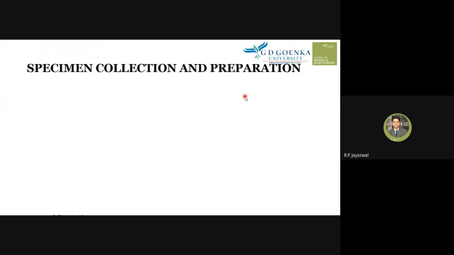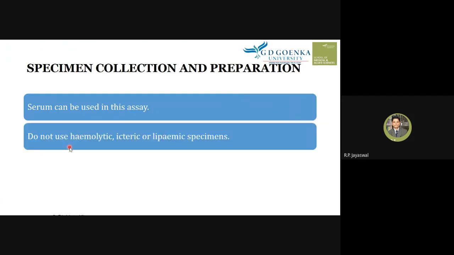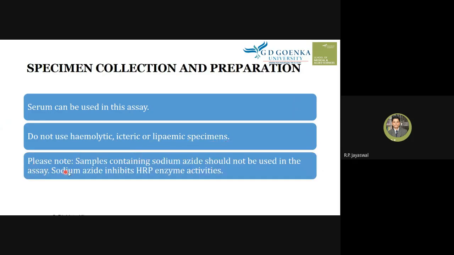Specimen collection and preparation. Here, what specimen is required? So the serum can be used in this assay. Do not use hemolytic, icteric, or lipemic specimens. And please note, samples containing sodium azide should not be used in the assay.